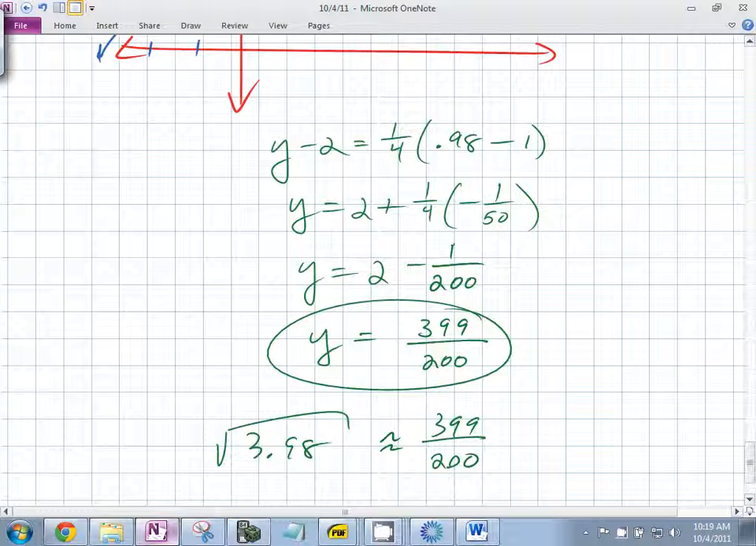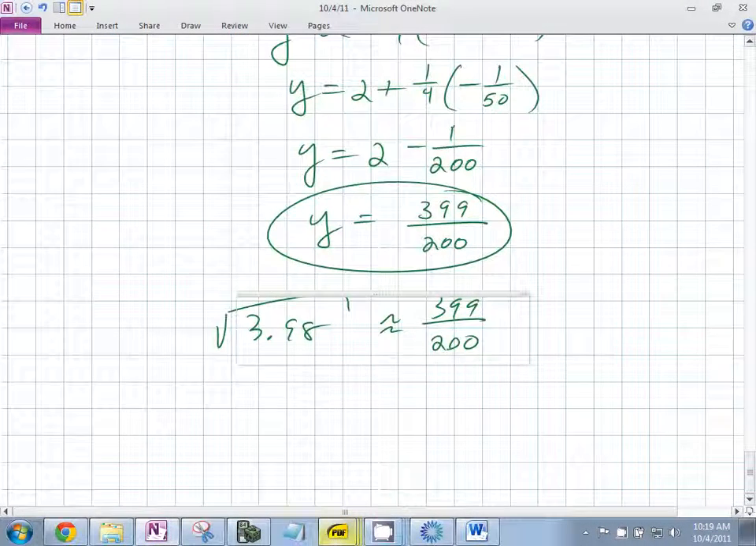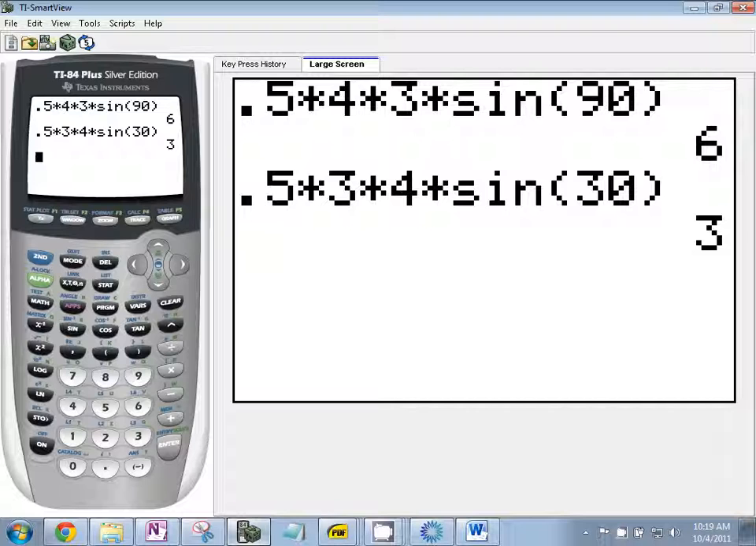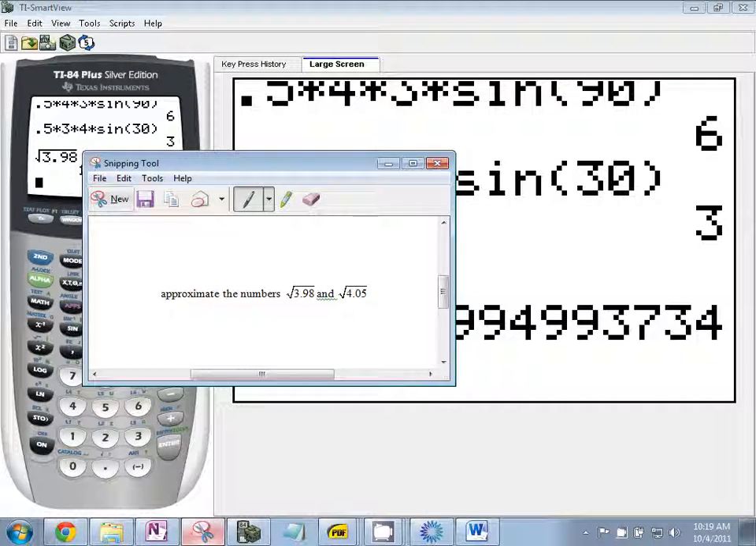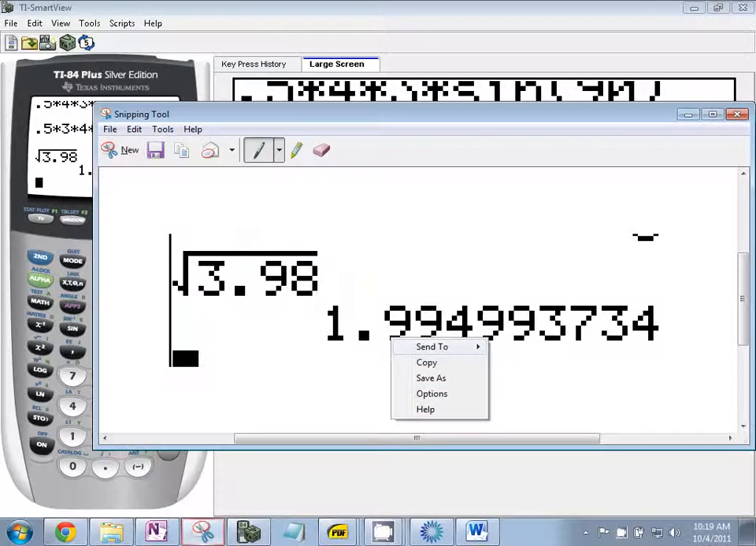What's the square root of 4? 2. So the square root of 3.98 should be just a little bit less than 2. Is that a little bit less than 2? Yeah. Let's test it out and see what it actually is. If we do this on our calculator, the square root of 3.98, we end up with that. Is that pretty close?